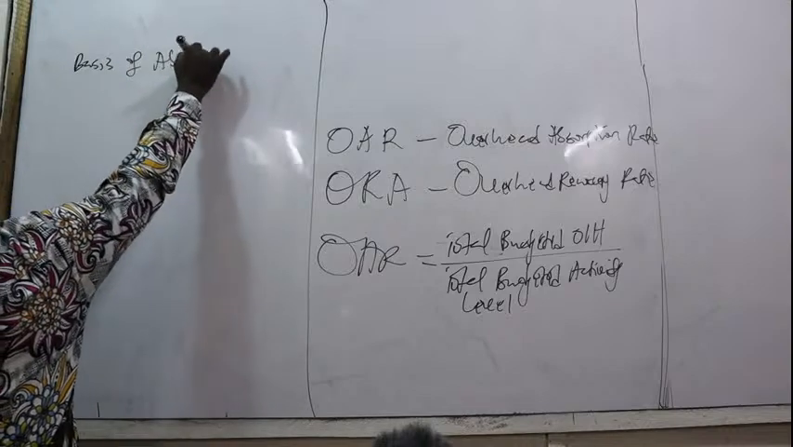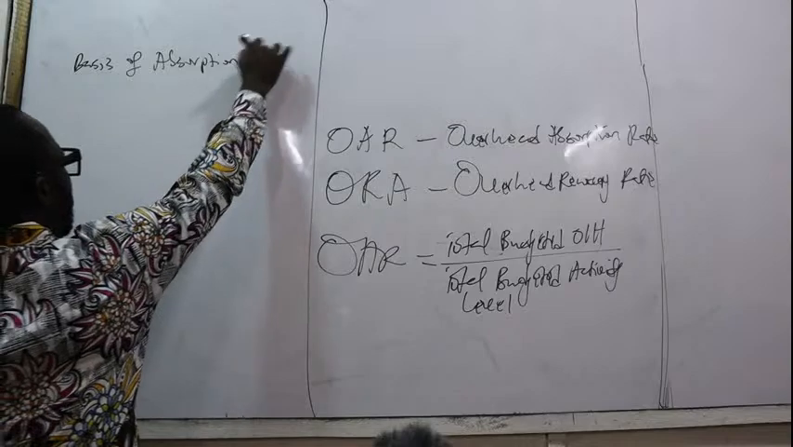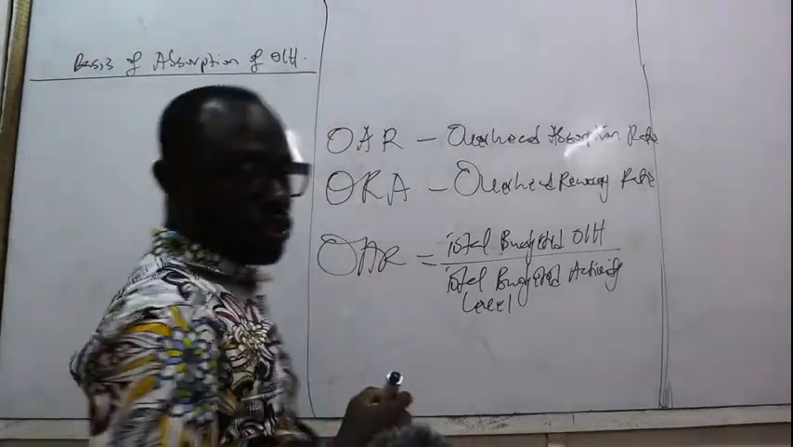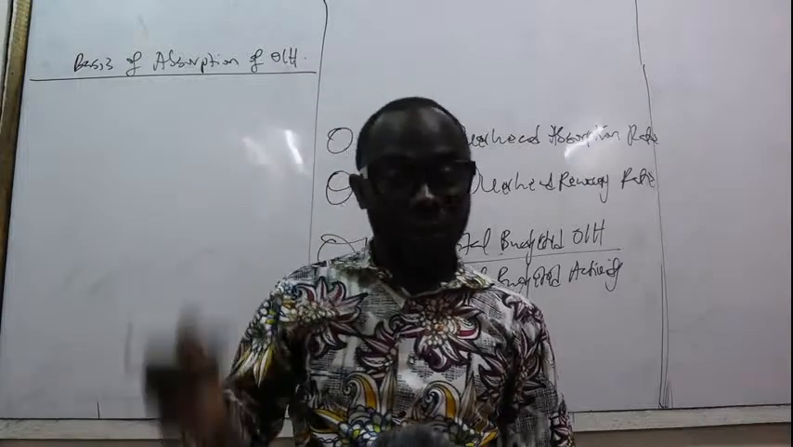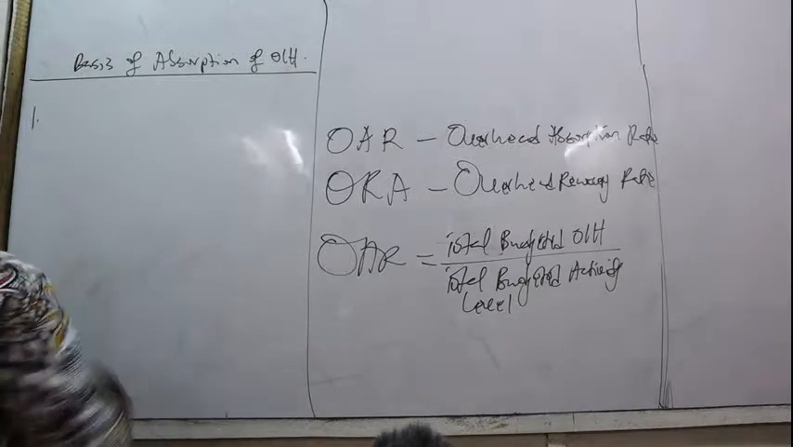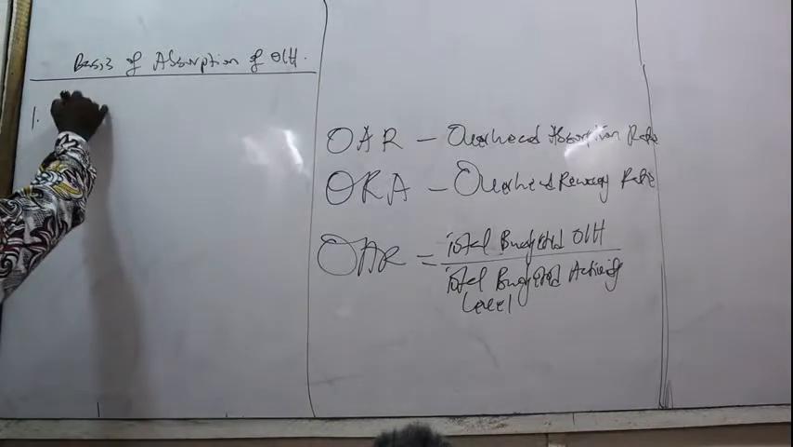So basis of absorption of overheads. Like I mentioned, 6, and we're going to be going through all of them. So number 1, absorbing overheads using the direct material cost.